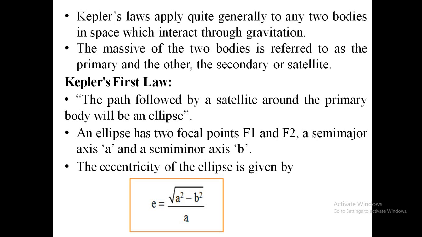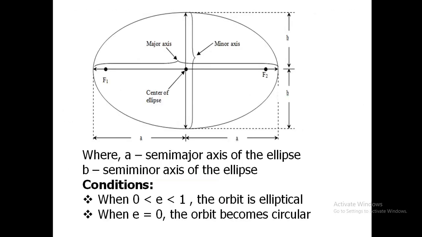Kepler's first law. The path followed by a satellite around the primary object will be an ellipse. An ellipse has two focal points F1 and F2, a semi-major axis A and a semi-minor axis B. The eccentricity of the ellipse is given by the expression e equals root of A square minus B square, by A. So, in this diagram we have the ellipse with focal points F1 and F2 and the semi-major and semi-minor axes.